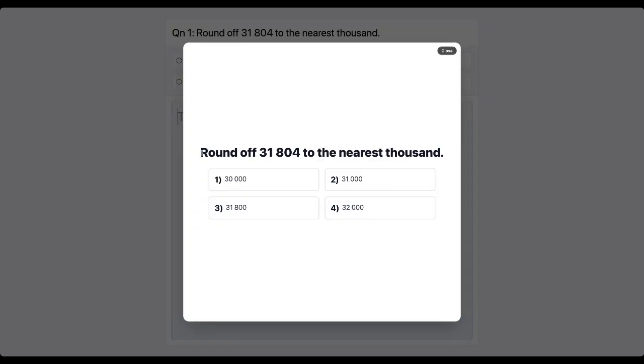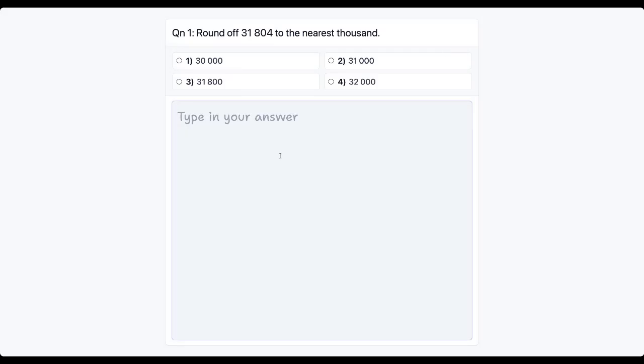Okay, question number 1. Round off 31,804 to the nearest thousand. So for this, we have 31,804. In this case, the thousand place is 1,000, right? So when we want to round to the nearest thousand, we need to look at the hundred place. And the hundred place is 800.